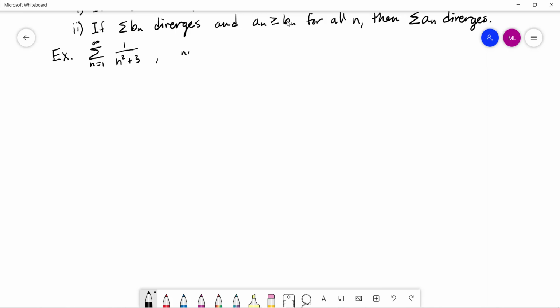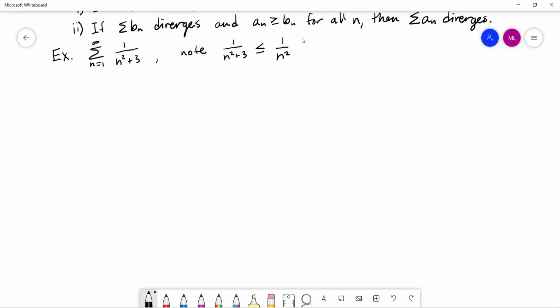So I want to take note that 1 over n squared plus 3 is always going to be less than or equal to 1 over n squared. Right? This has a larger denominator than this one, and when you make the denominator larger, the overall term gets smaller. So this will be smaller than this for all values of n. And so this is the one I want to do the comparison with, which is going to be a p-series.